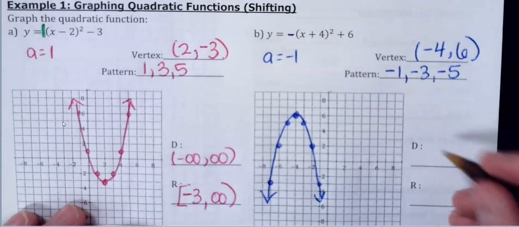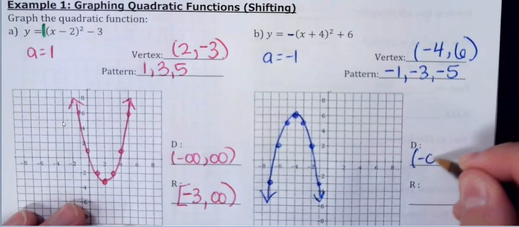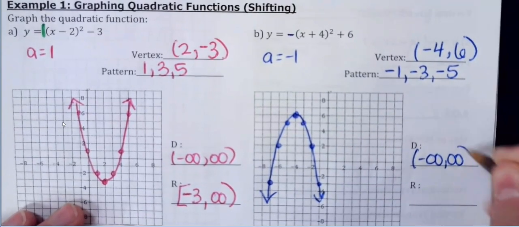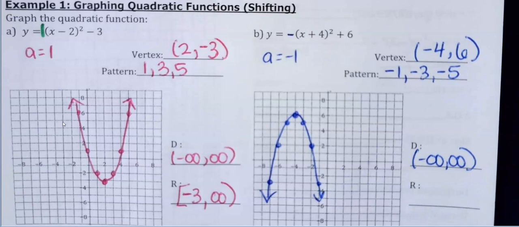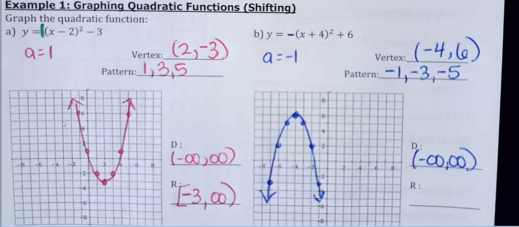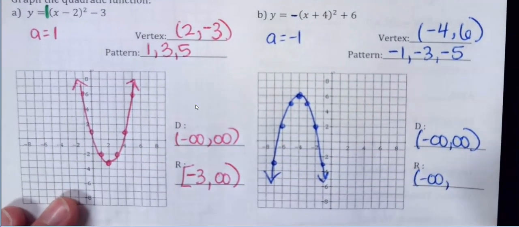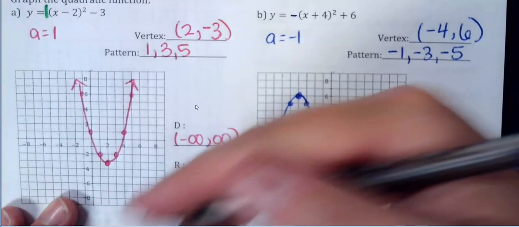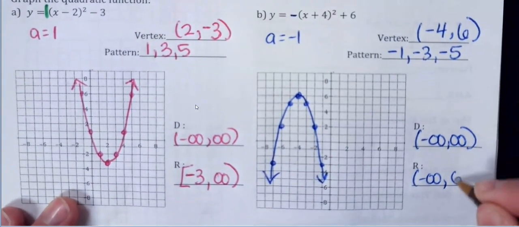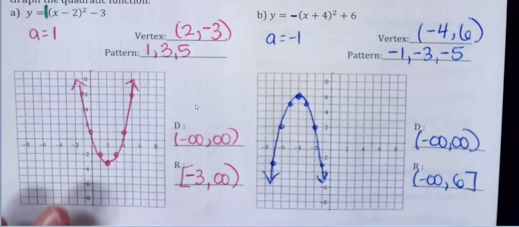All right, now domain, no matter what, even though it's pointed down, it is still gradually going to the left forever and to the right forever. So you would cover the whole x-axis. The range here is what you have to pay attention to. That'll be different for each of these graphs. So what is my lowest possible y value for this last graph here? -infinity. So it's going to the bottom. And then I get stopped at the top, which should just be the y-coordinate of the vertex, which is 6 here. A little bracket on it.